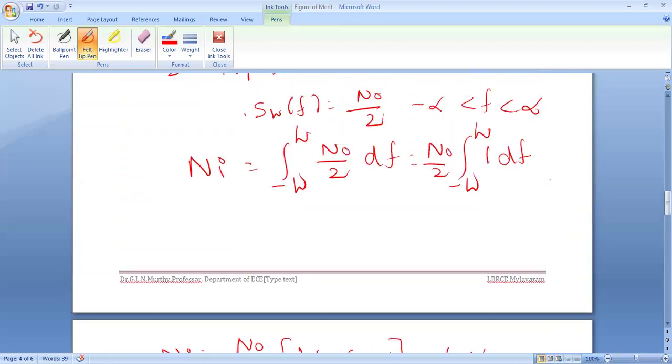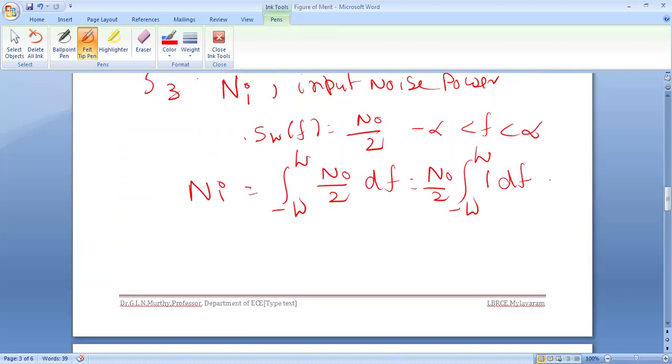However, one doubt comes. In the earlier definition, we mentioned that noise power or power in the frequency domain should be evaluated between minus infinity and infinity. Then why is minus W to plus W taken? Because the input noise power at the channel output is calculated in the message bandwidth only. One point to remember forever: this step, the estimation of input noise power, is common to all modulation schemes. It can be double sideband full carrier AM, SSB, or FM. This step is common for all.